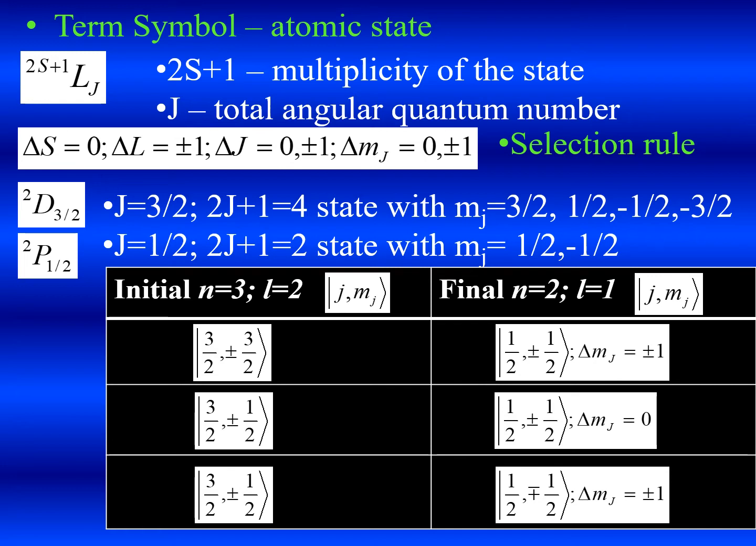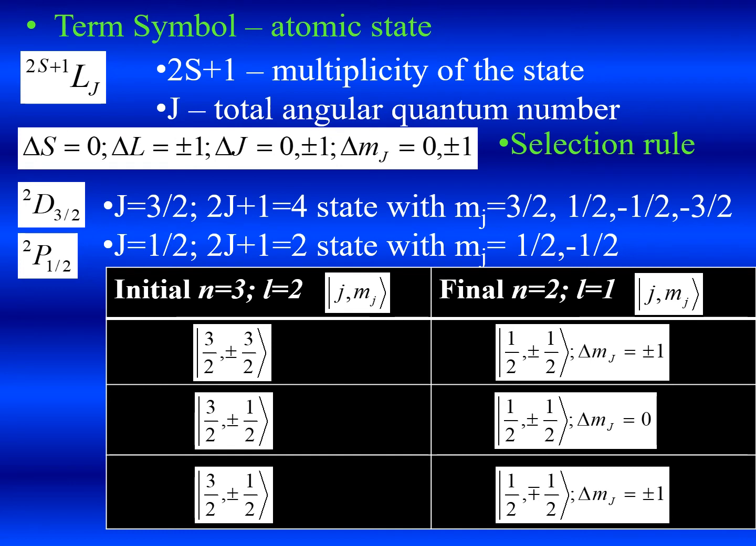So this is the case when there is a transition from D to P. Now in the magnetic field, D is split into 4 levels and P is split into 2 levels. Now we'll see what different combinations of transitions are possible with the selection rules. Initially there is a transition from D to P.